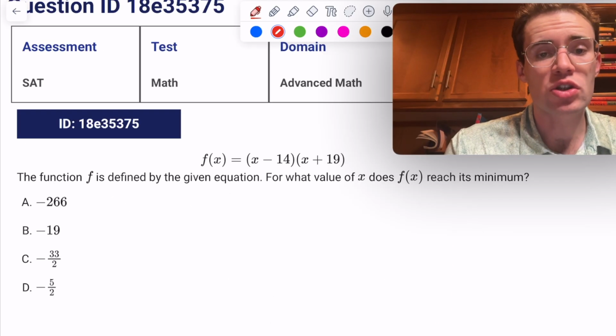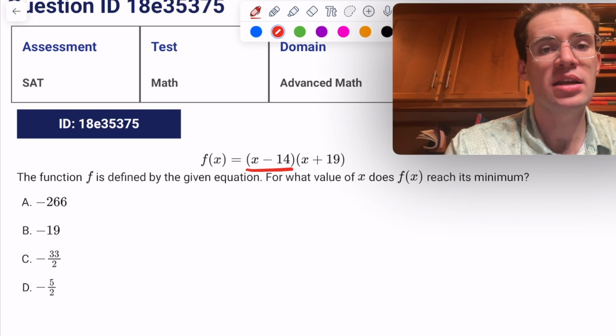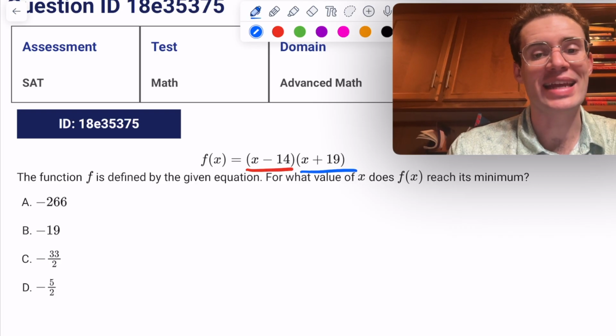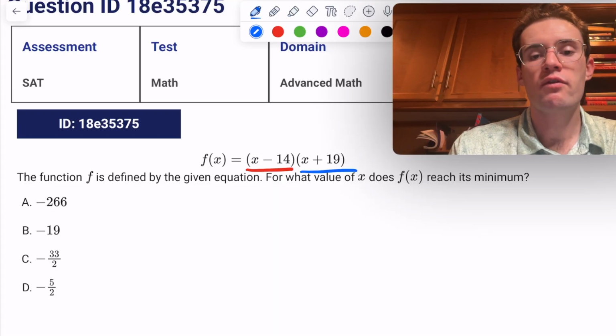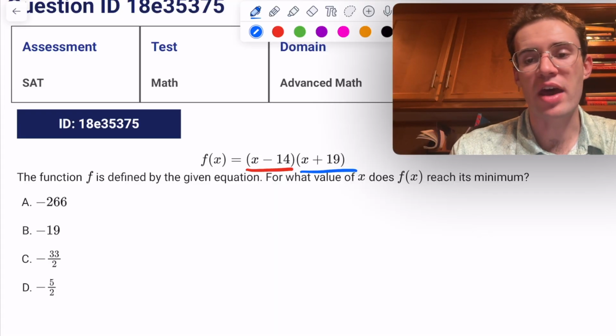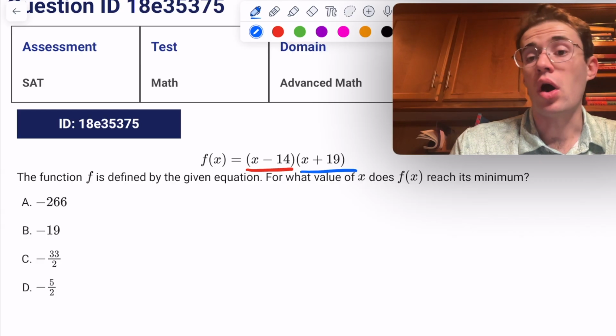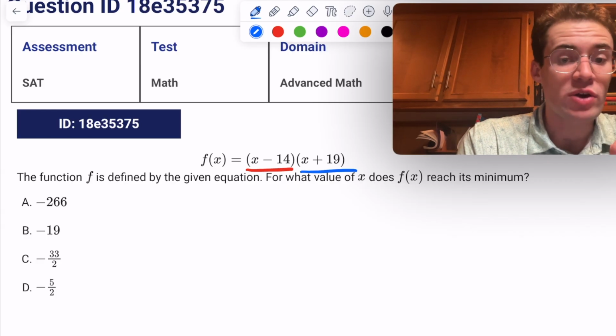f of x is equal to the quantity x minus 14 times the quantity x plus 19. The function f is defined by the given equation. For what value of x does f of x reach its minimum? Okay, so this one, it's another quadratic function.